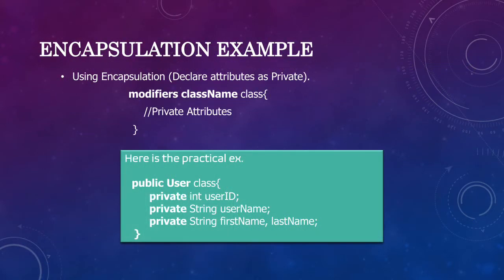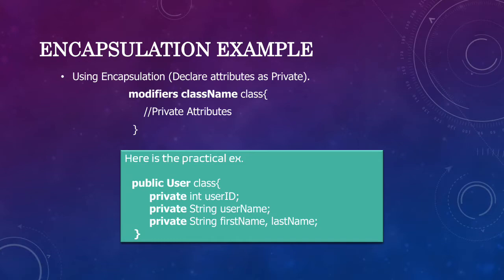Encapsulation example. First, to use encapsulation, we need to declare the attribute as private, because when the modifier of our attribute is private, it can no longer be accessed in another class or outside of the class, meaning it can only be opened in its own class. So we can see here the practical example of encapsulation.